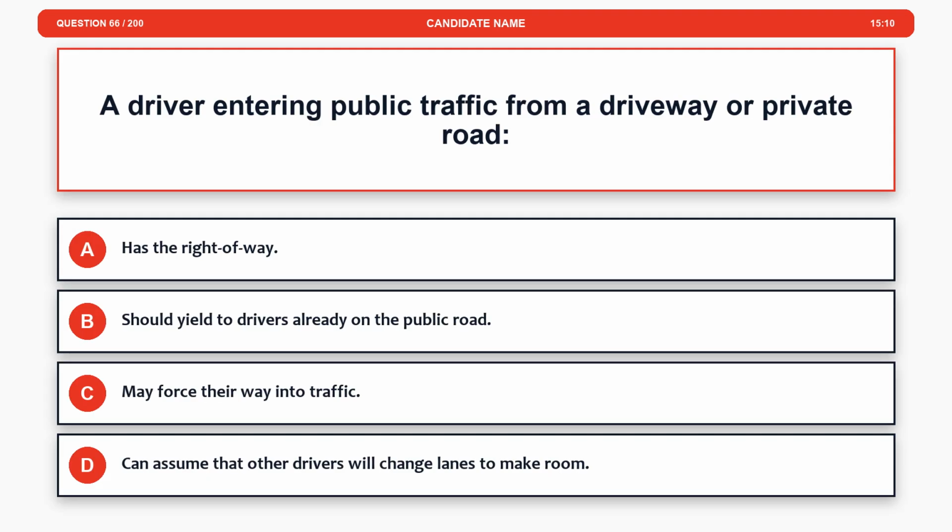Question 66. A driver entering public traffic from a driveway or private road. Option A has the right of way. Option B should yield to drivers already on the public road. Option C may force their way into traffic. Option D can assume that other drivers will change lanes to make room.